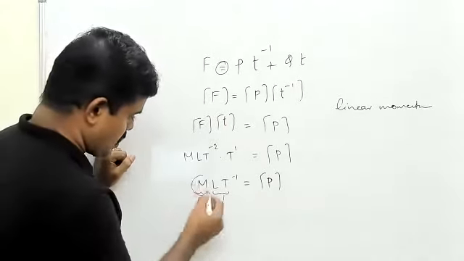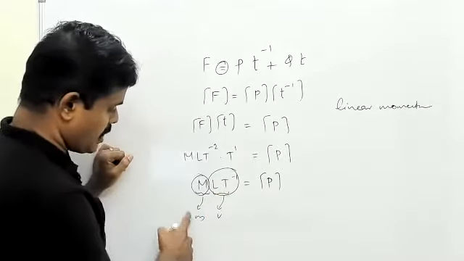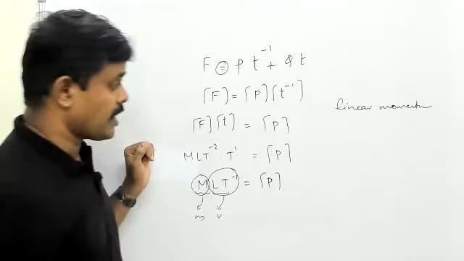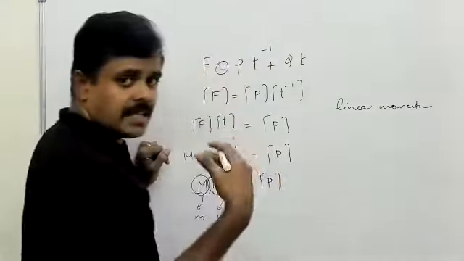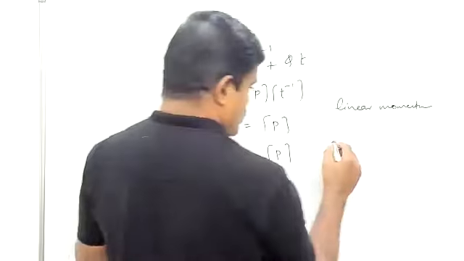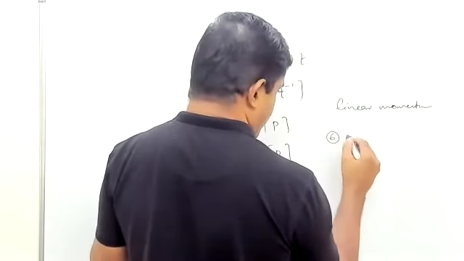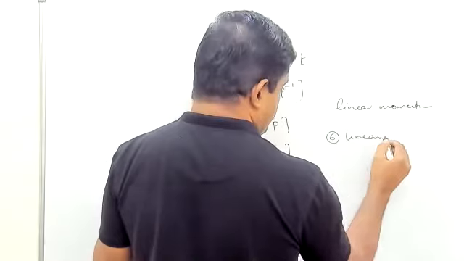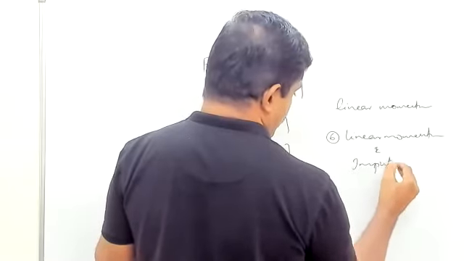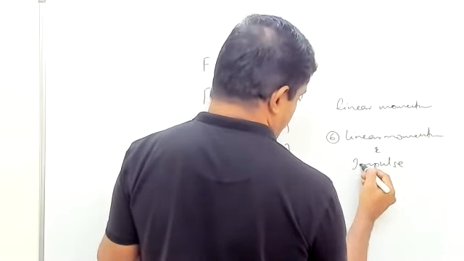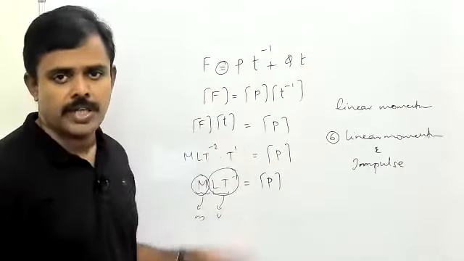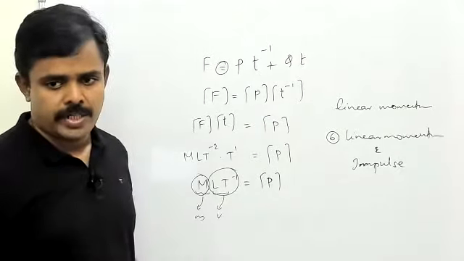What is this? This is mass. LT raised to -1 is velocity. Mass into velocity is momentum, linear momentum. You have to write a note there. Last class I wrote many quantities having the same dimensions. You have to add one more to that. Sixth one is linear momentum and impulse. You will learn impulse in the fourth chapter. Impulse is actually force into time. You'll learn that in the fourth chapter, Newton's laws of motion.